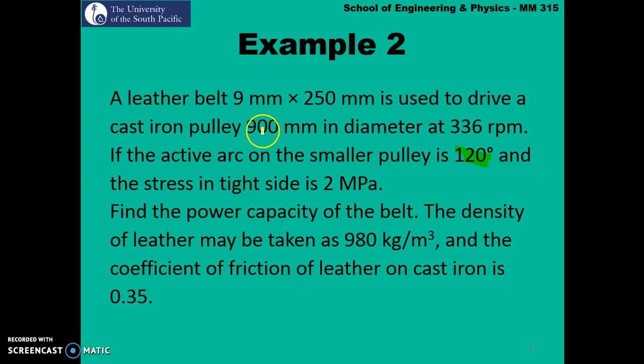The first thing that I would do here is highlight all the quantitative information that is given to you. The dimension of the belt is as such, the diameter of the pulley is 900, the speed at which the pulley is rotating is 336 revolutions per minute, the lap angle is 120 degrees, the maximum stress is 2 megapascal, density is given as 980 kg per meter cube, and finally the coefficient of friction is 0.35. So let's start looking at this problem step by step.